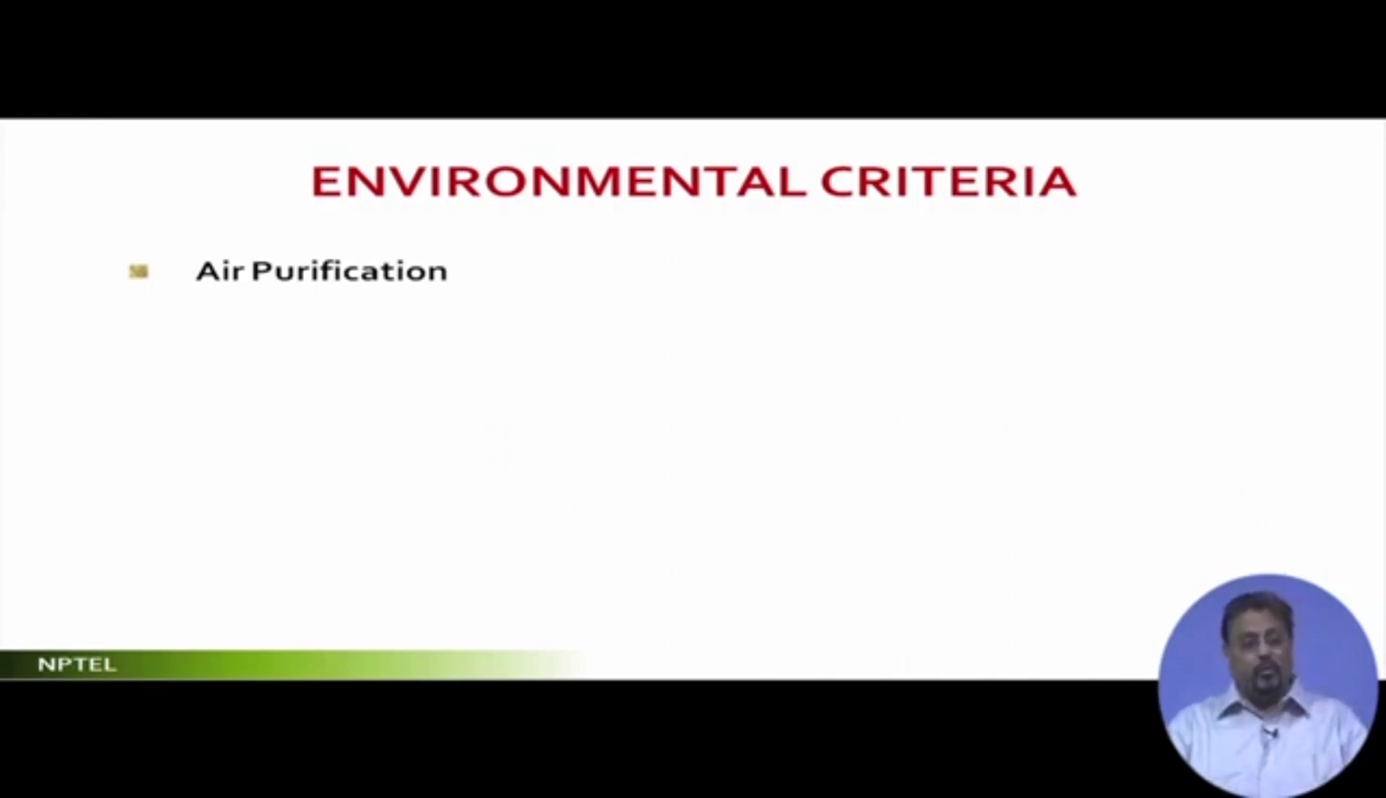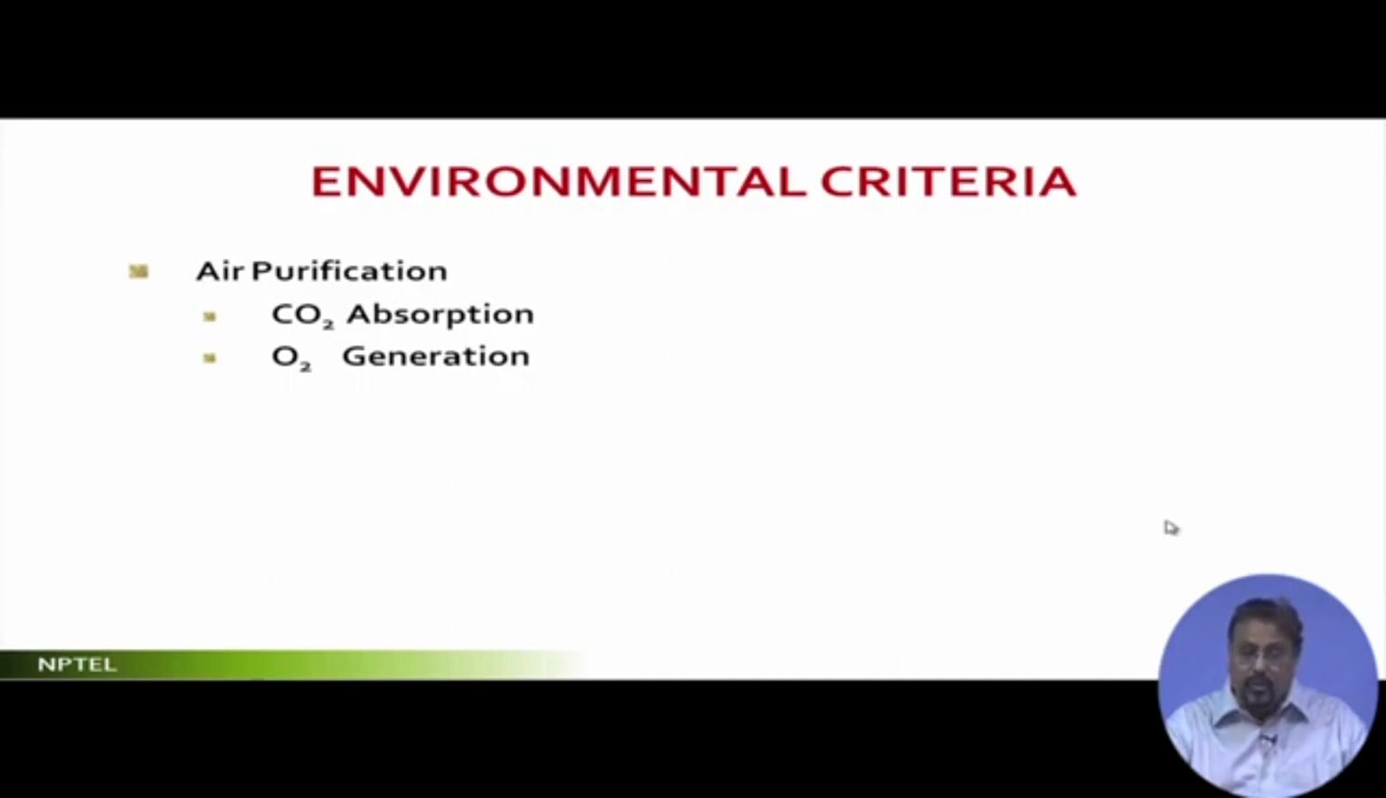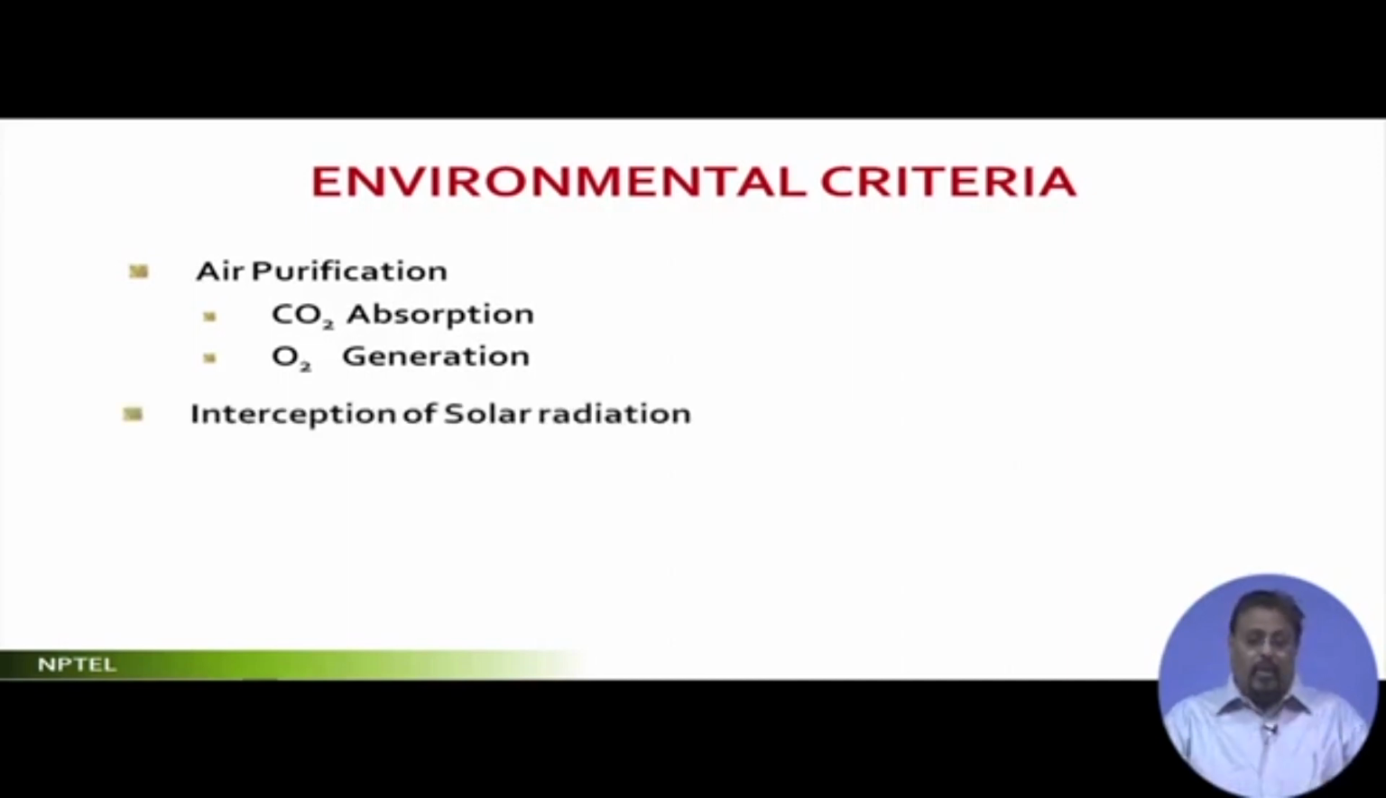Air purification is one of the strong things. Whether it is going to absorb carbon dioxide or generate oxygen becomes very important. For the other environmental criteria, I am just going to show you the list, and you will understand very easily. Interception of solar radiation: whether the tree intercepts the solar radiation. The solar radiation is coming and hitting the tree, being obstructed, and does not reach the lower part, whether it is a pavement or a building, so the building and the pavement remain cooler. So, this interception capability has to be judged.